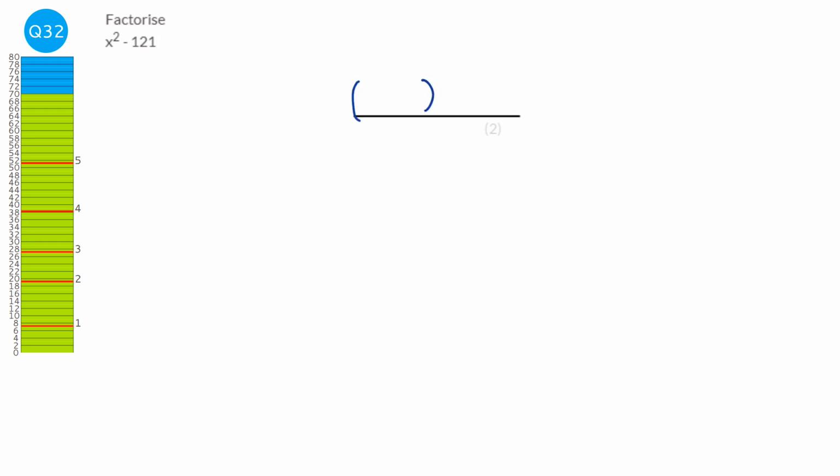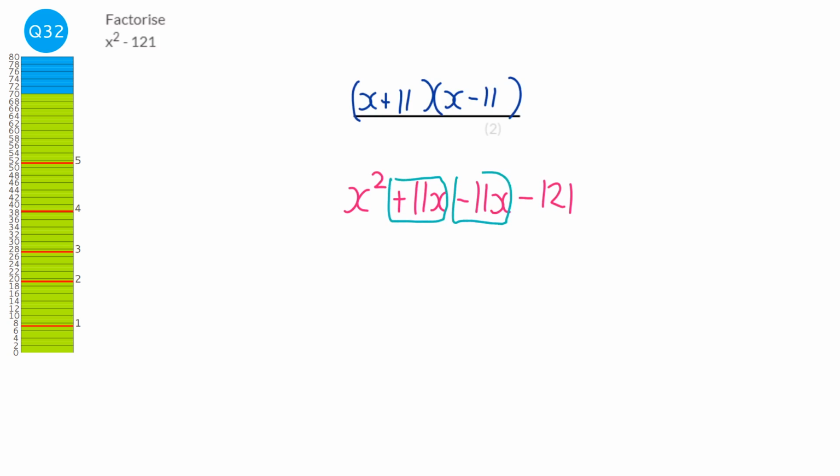What you do is you put down 2 sets of brackets, and you square root the first term, well that's just going to be x, and you put the positive and negative versions of the square root. So we're going to square root 121, which is 11, so we're going to put plus 11 and minus 11, and that's it. Now when we expand that, and we'll just quickly expand that now to have a look, it's going to be x squared plus 11x minus 11x minus 121, and notice that the 2 x terms cancel each other out, which is why we don't have the x terms.